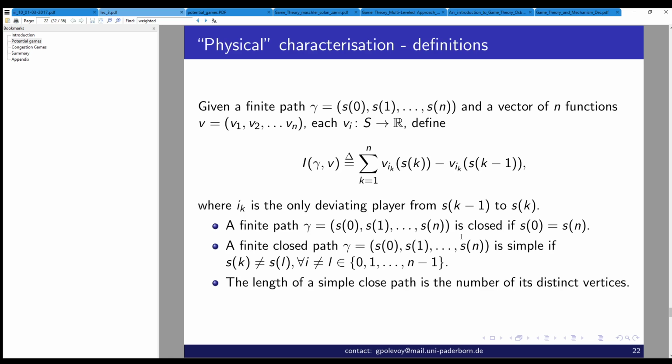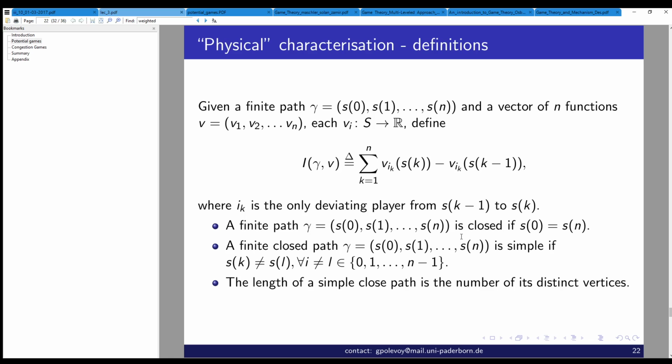And finally, we arrived at a physical characterization of an exact potential game. So a characterization which resembles this idea of going over a path which we have in physics. For this, we need first to add some definitions. So we define what it means to have a path, and I remind you that it means that you have profiles such that each next profile differs from the previous one by exactly one player strategy. So exactly one player changes her strategy.